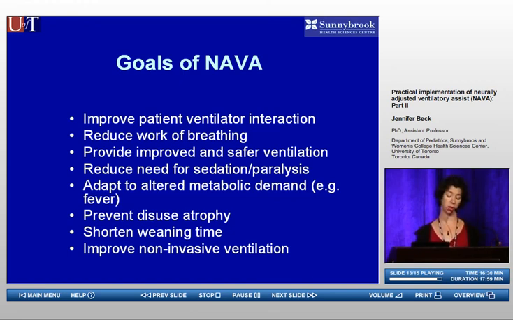As Krista showed you, NAVA responds to changes in drive. So if you have a change in your metabolic demand, like for example a fever, NAVA would respond to this over time. We showed you that with NAVA, you're forced to use your diaphragm electrical activity. Therefore, this might prevent disuse atrophy of the diaphragm. It's believed maybe that this could shorten weaning time. We don't know. We have to study that. And I'm a firm believer that we can definitely improve non-invasive ventilation with this mode.